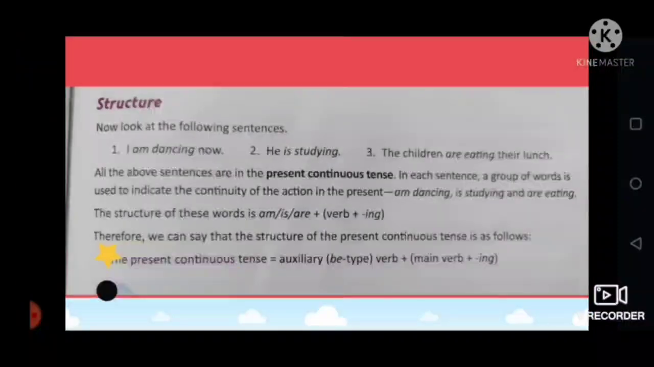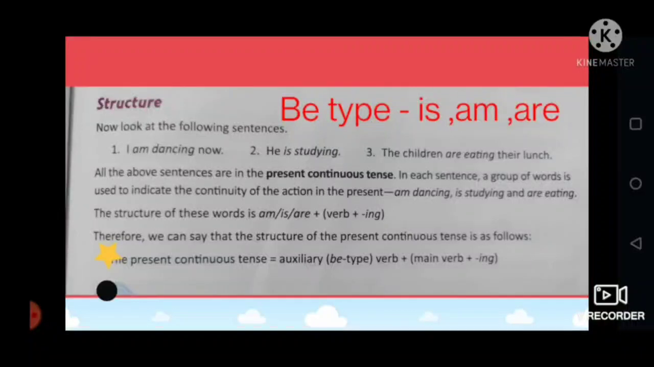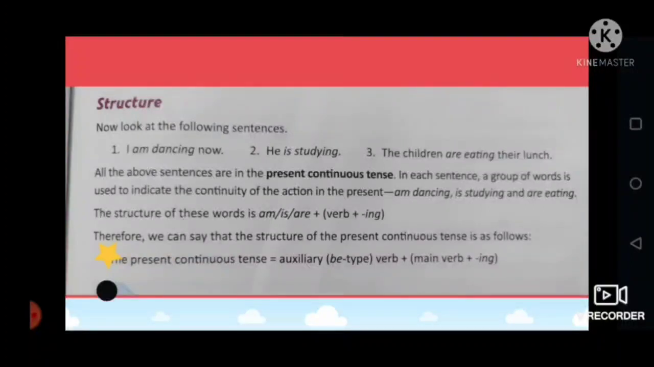Next, we see the structure. How do we construct the sentence in the present continuous tense? We see the examples. I am dancing now, he is studying, the children are eating their lunch. The main thing that you are observing in all these three examples is the ing form of verb, right? And along with the ing form, a be type of auxiliary verb has also been given in all the three sentences according to the number of the subject.